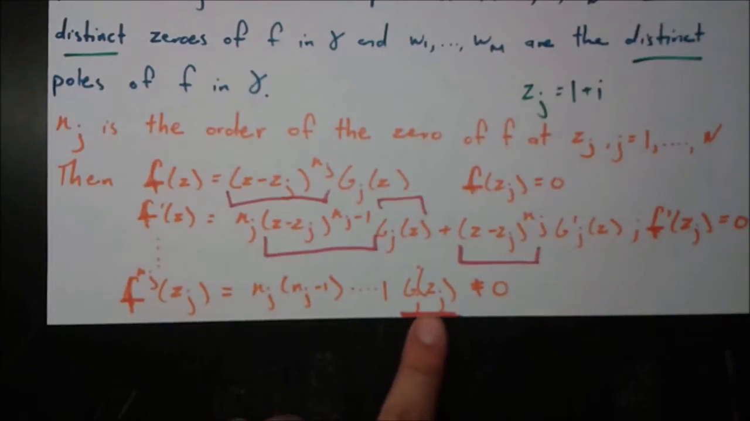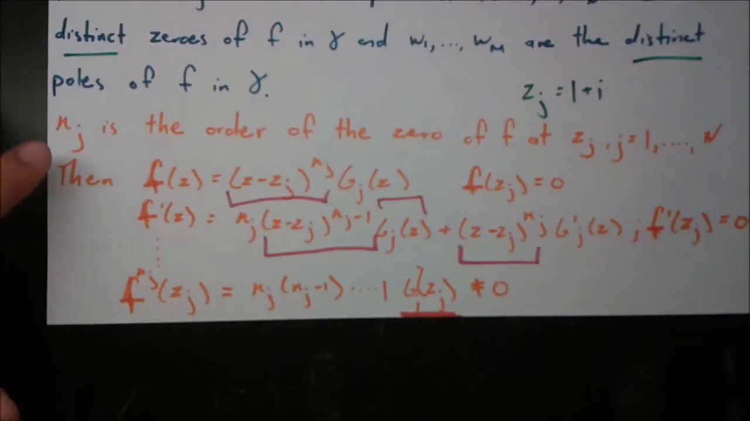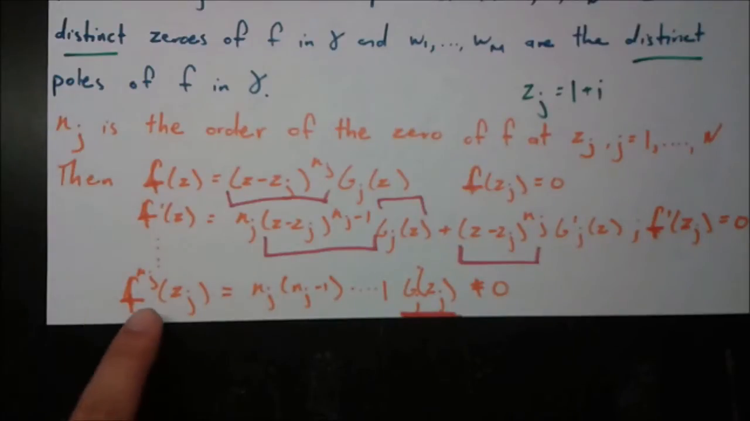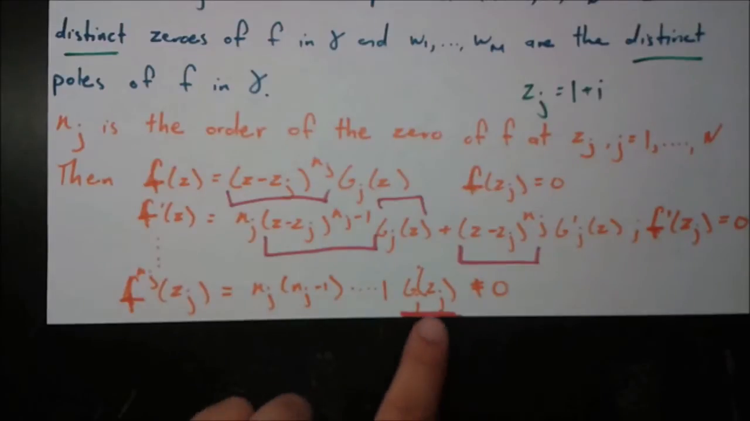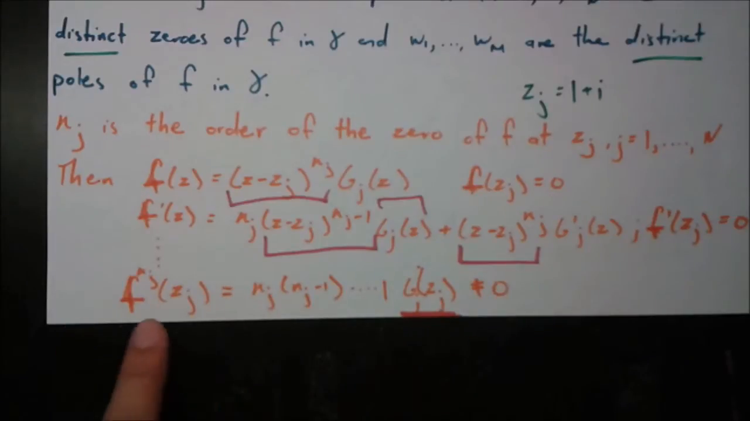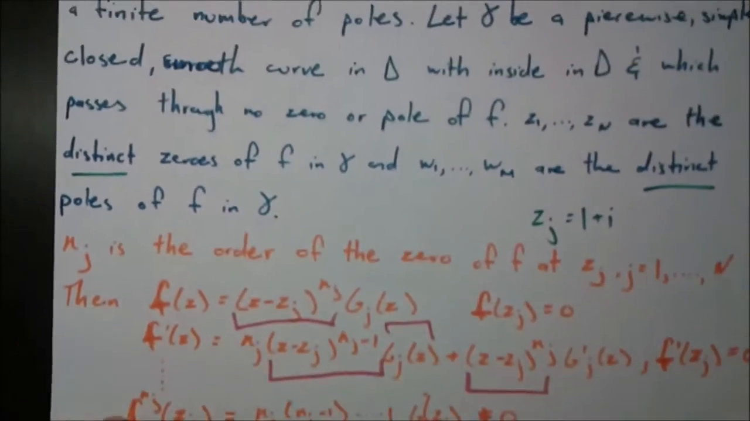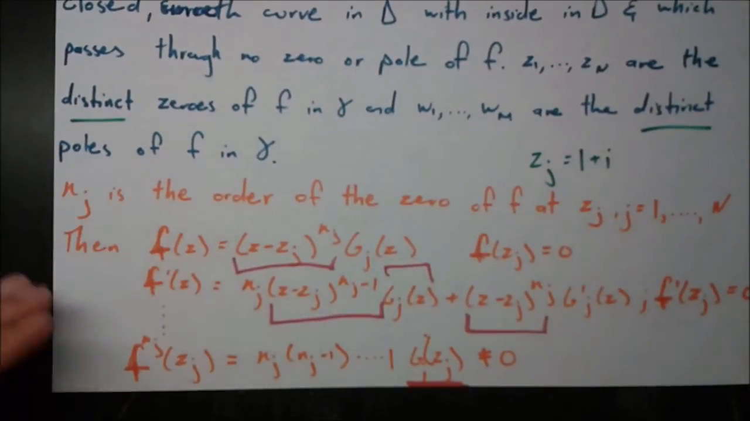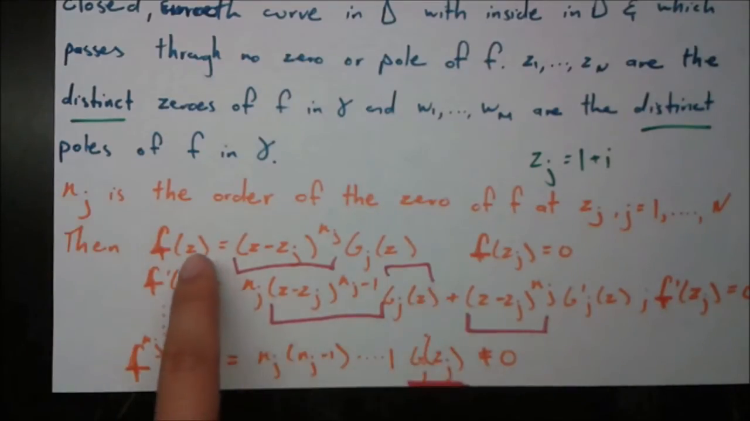This stays how it is, and we plug in z sub j, and this is not equal to 0, because that's what having an order of value of n sub j means. It means that when you take the n sub jth derivative and plug in z sub j, it's not 0. We know n sub j factorial is not 0, because no factorial equals 0. So g sub j of z sub j is not equal to 0 either, because if it were, this would be 0, which it's not. Because this all logically flows and meets the criterion needed for an order of n sub j, we're allowed to write f of z in this form.